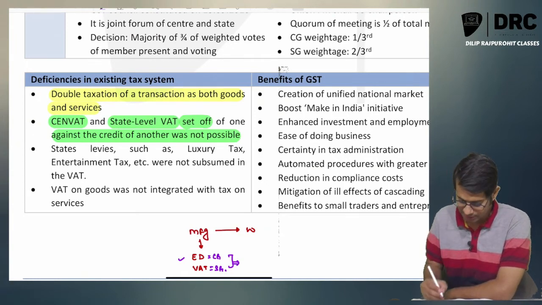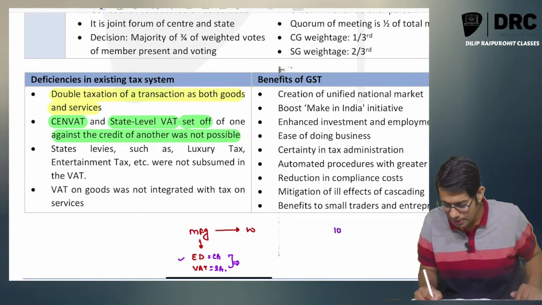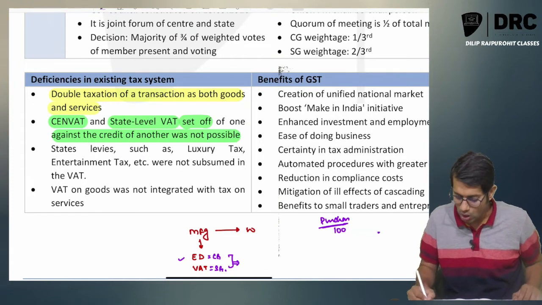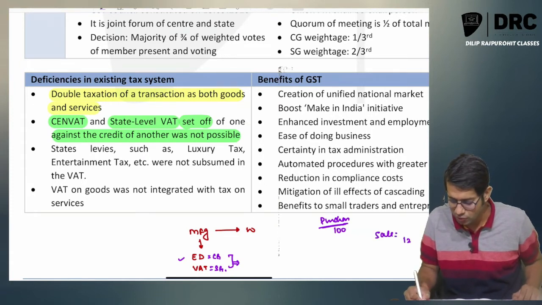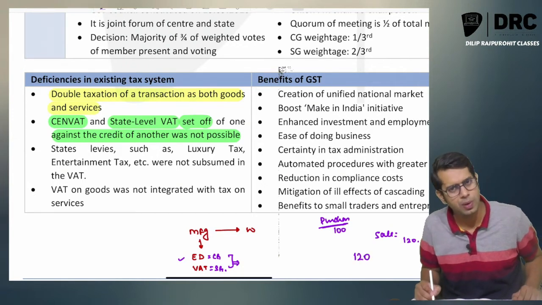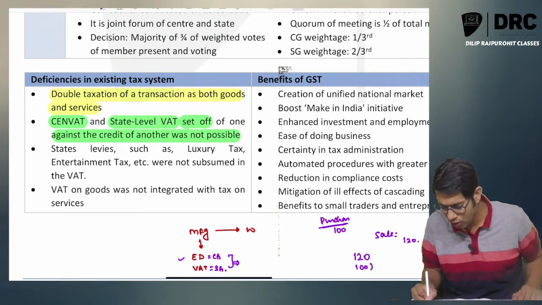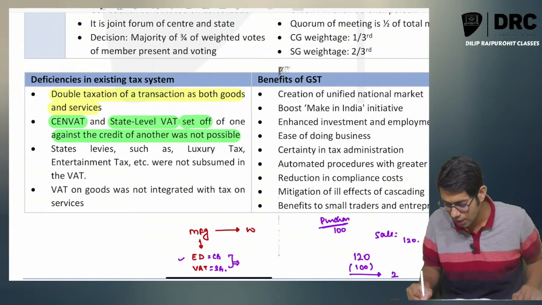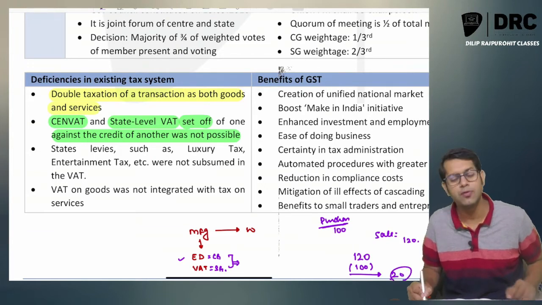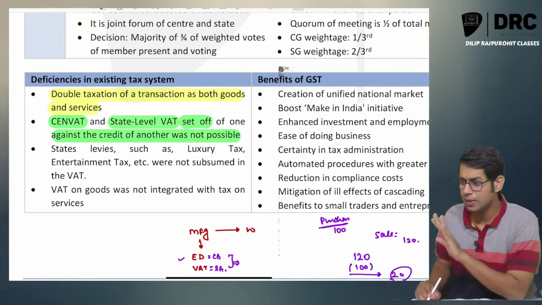Set off means what, sir? Say for example, on my purchase, I have paid a tax of rupees 100. On my sale, I have to pay a tax of rupees 120. So what government says, Mr. Dilip, you have to pay 120 rupees, but you have already paid 100 rupees to me on purchases. Therefore, pay me only 20 rupees. Okay, this is set off.